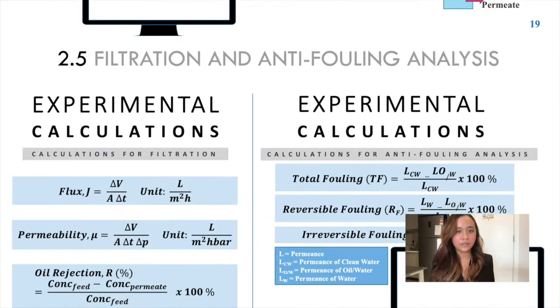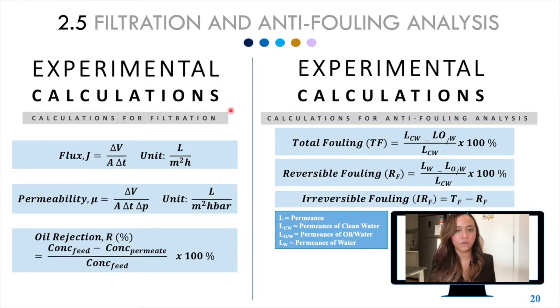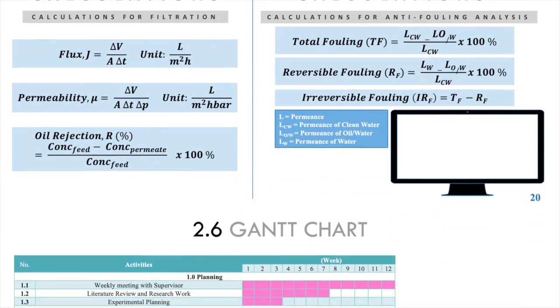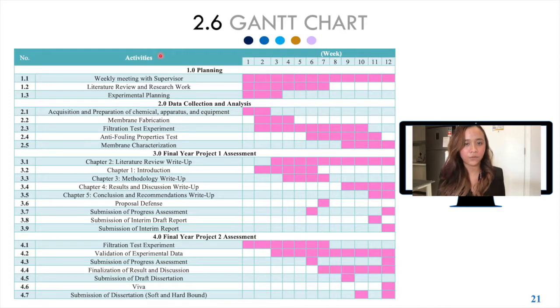And these are the experimental calculations used for filtration and anti-fouling analysis, which include flux, permeability, rejection, total fouling, reversible and irreversible fouling. And lastly, this is the Gantt chart for both of my FYP1 and FYP2.